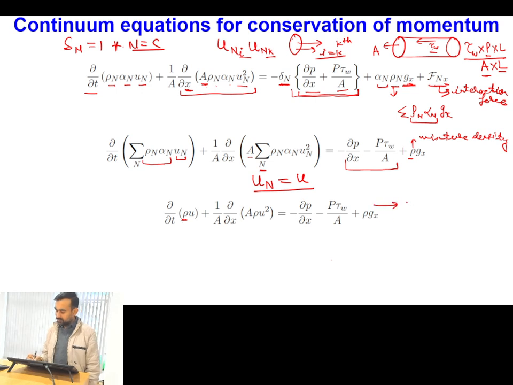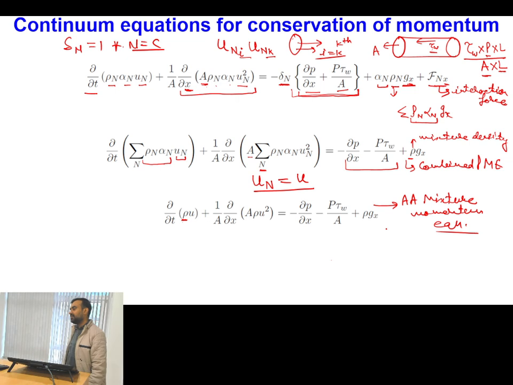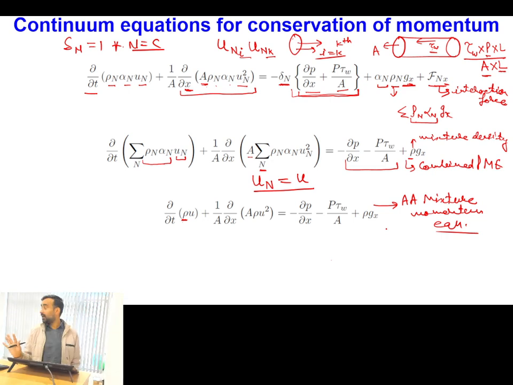So what will this be? This was the area averaged combined phase momentum equation. Okay, this will be the area averaged mixture momentum equation. And of course, this mixture equation holds in such a way that there is no drift between the phases. Okay, are all clear with this point?